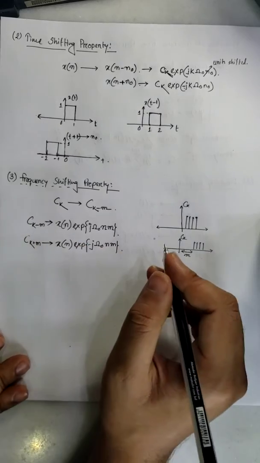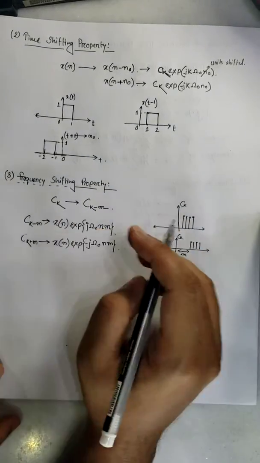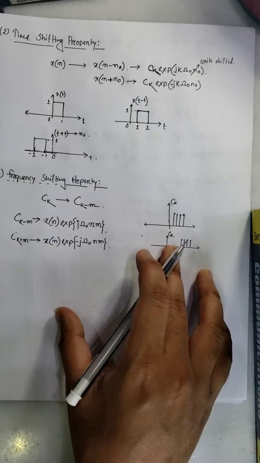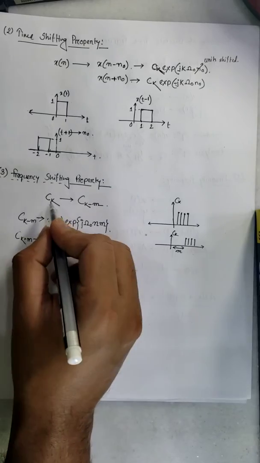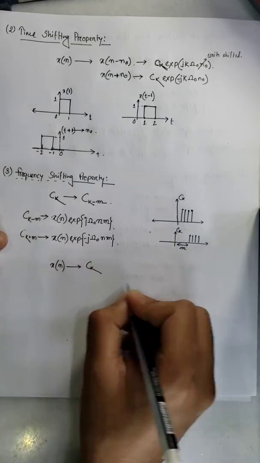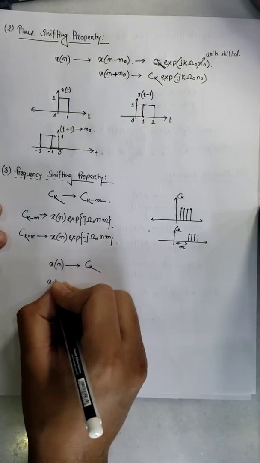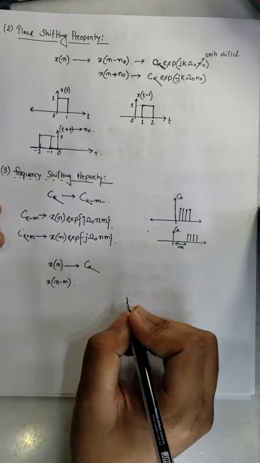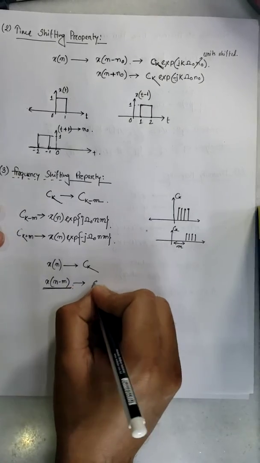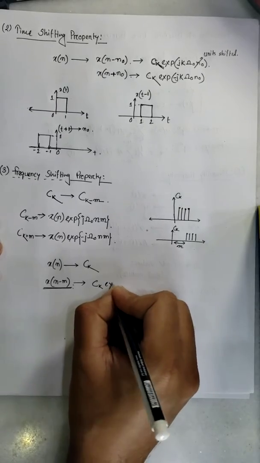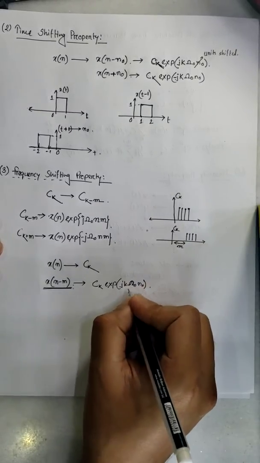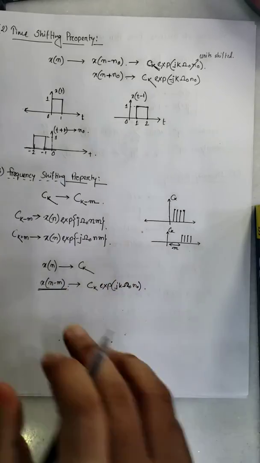So, what is the utility of this property? As you see, using this property, the calculation becomes quite easier when solving any mathematical or analytical problems. As for example, if you are given a function x of n, which yields the Fourier series coefficient of c of k, and you are asked to do it for x of n minus m, you don't need to calculate this using the synthesis or the analysis equation. Rather, you can easily write from the time shift property, this will be c of k e to the power jk omega naught n naught. So, these properties have made the life easier for calculating mathematical problems.